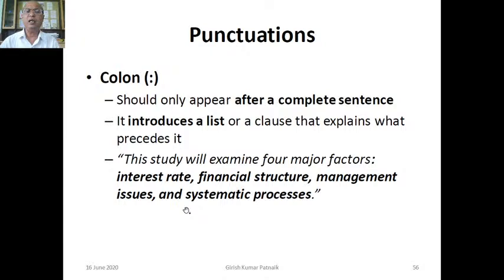How many are listed? Interest rate 1, financial structure 2, management issues 3, systematic process 4. Right, so before the last one, I'm using the word and. This is very important, right? Whenever you are listing, you should use the and, which is connecting. And always remember that before and, you have a comma. We will come to where to use comma in the next slide. So I'm just highlighting some of the important things.